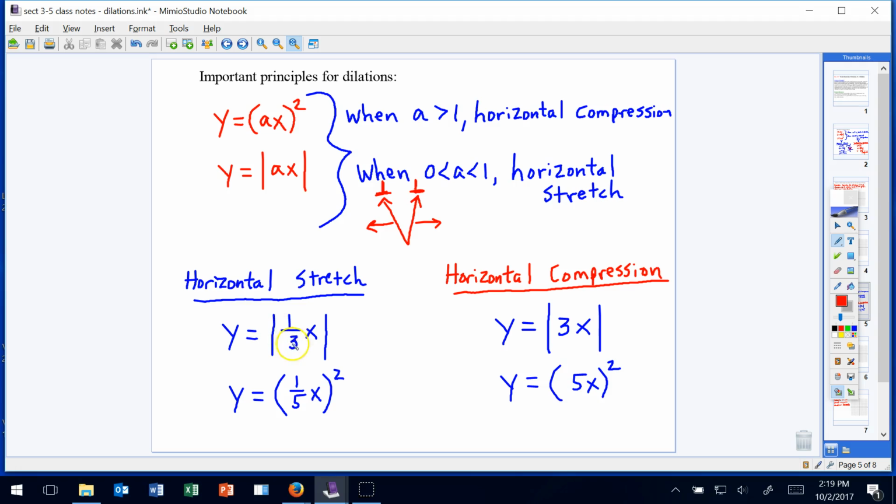When we have this fraction inside the grouping symbols, like we have here, that's going to be an example of horizontal stretch. When we move the number greater than 1 inside the grouping symbols, this is going to be an example of horizontal compression. Okay, I thought I would try to do a couple of homework examples for you.